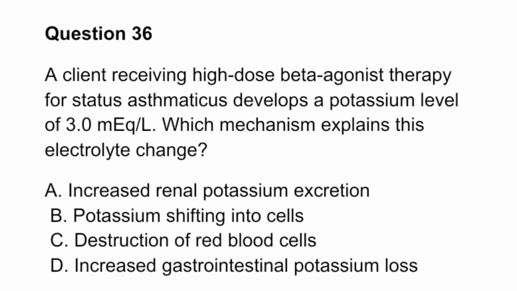Question 36. A client receiving high-dose beta-agonist therapy for status asthmaticus develops a potassium level of 3.0 milliequivalents per liter. Which mechanism explains this electrolyte change? A. Increased renal potassium excretion. B. Potassium shifting into cells. C. Destruction of red blood cells. D. Increased gastrointestinal potassium loss.